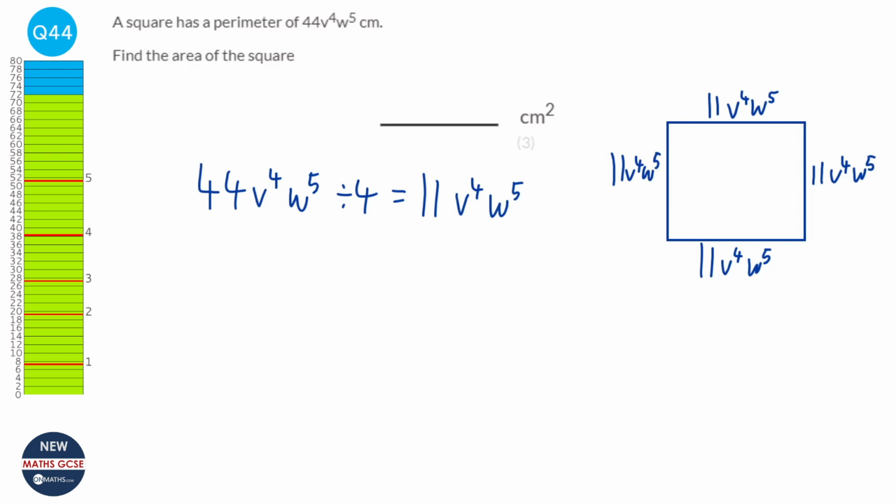And to work out what the area is, we obviously are going to square that. So we're going to do 11v to the power 4, w to the power 5, and we're going to just times it by itself, which is what squaring means.